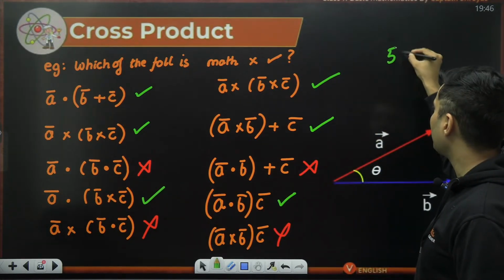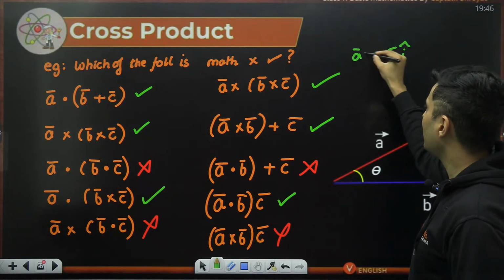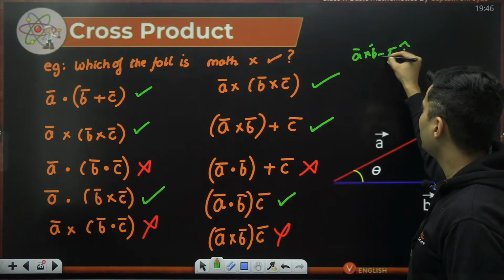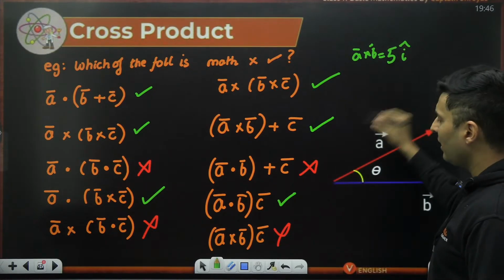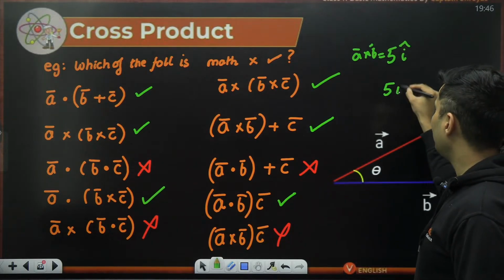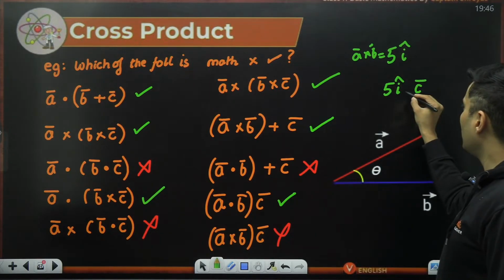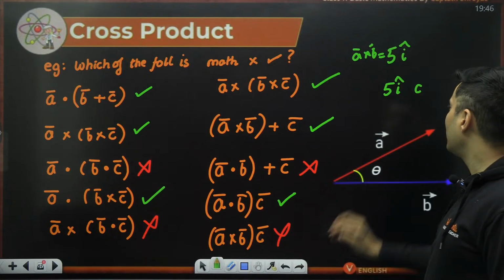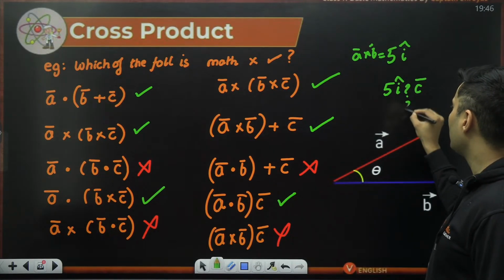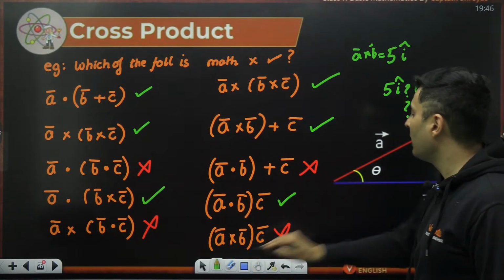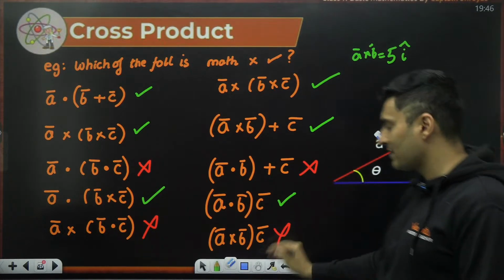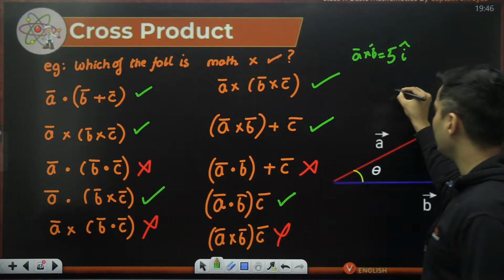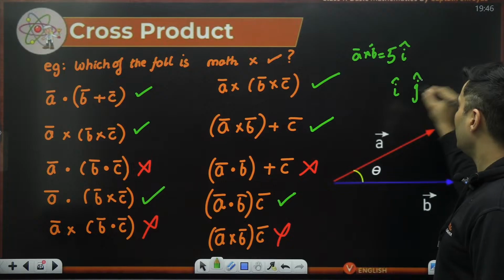Maybe it is 5 i cap. Let's say A cross B is 5 i cap, and C bar is some vector. So how can I write 5 i cap C bar without a symbol? What is that symbol between them? There is no symbol. It is illegal to write it without a symbol. Two vectors can't be just written down adjacent to each other. i cap, j cap, it is illegal.